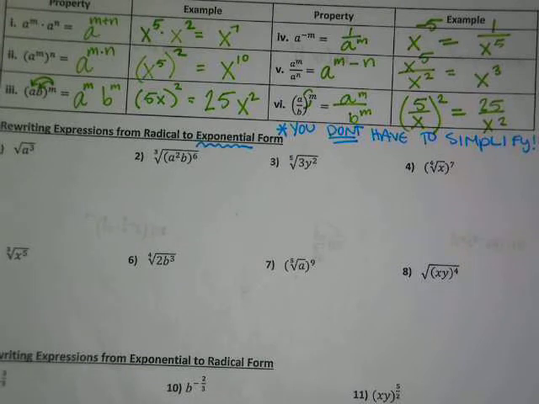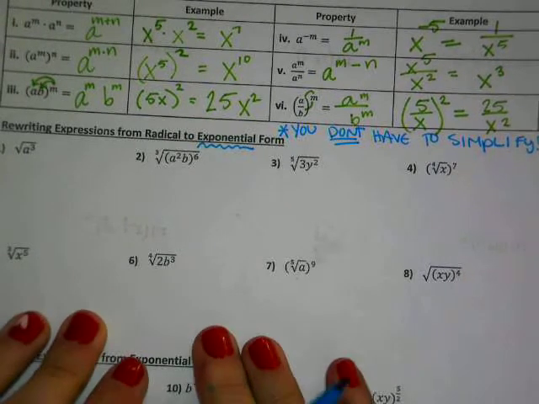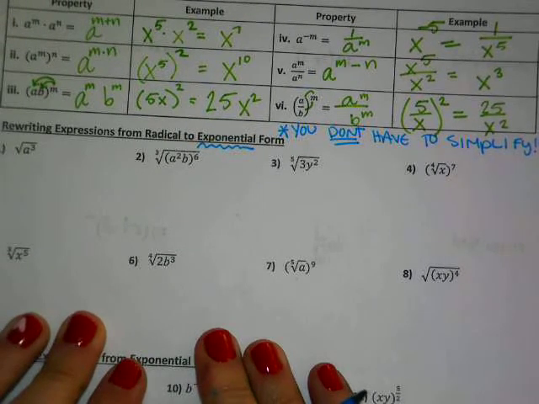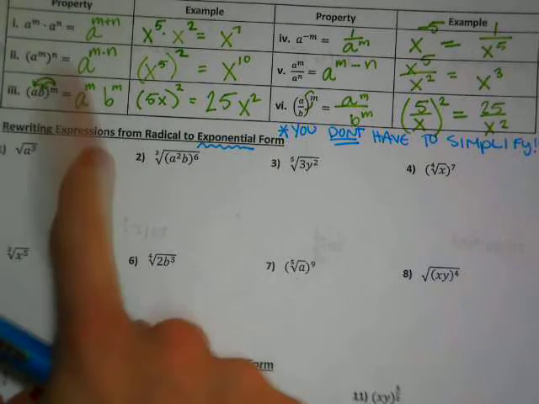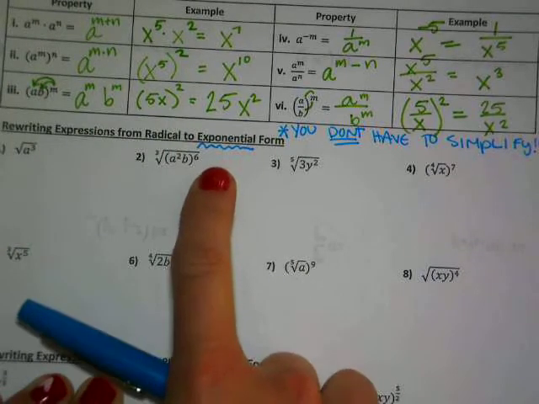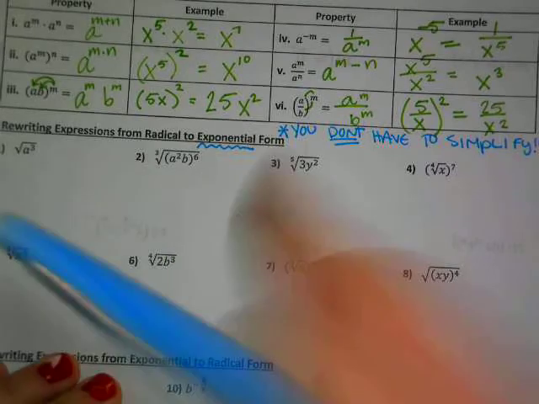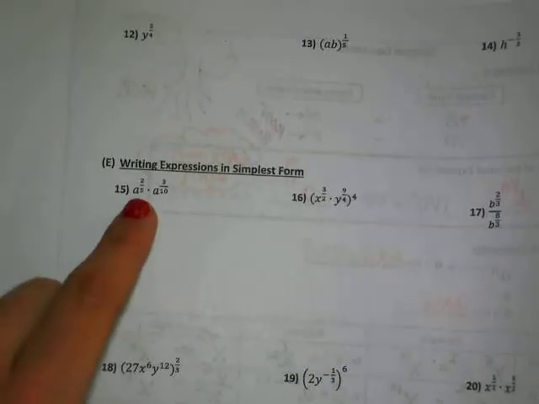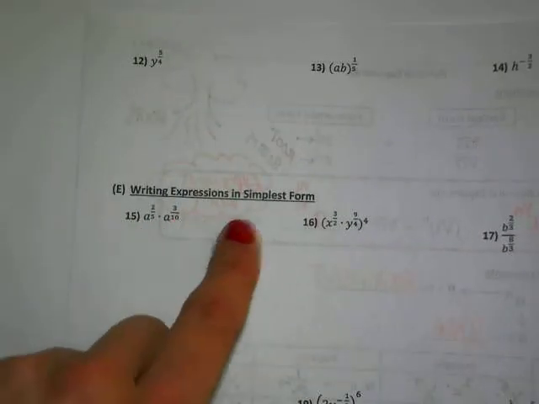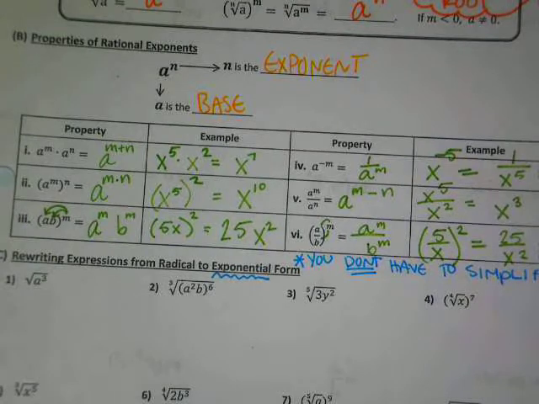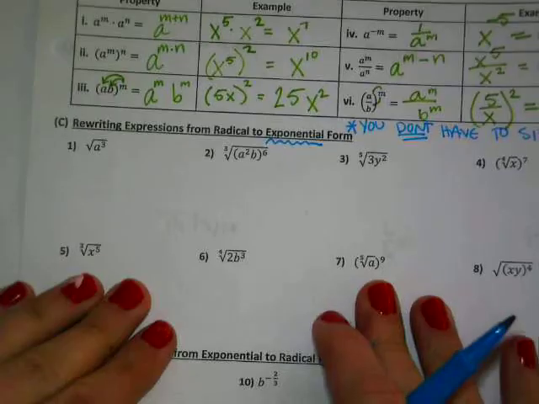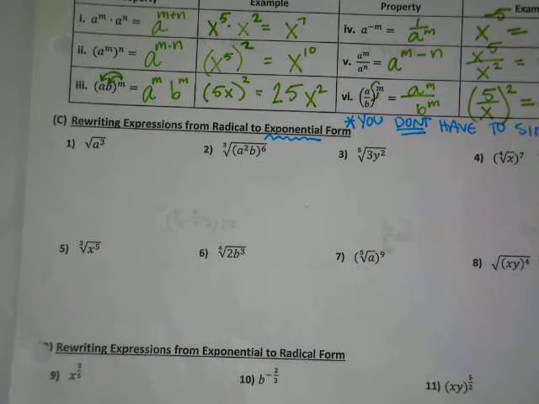So, do you mean we won't have to simplify it ever, or just right now? If the directions say rewrite in exponential form, I don't care if you simplify it or not. On the back here, when it says write the expression in simplest form, that's when you have to simplify it all the way down using the properties. But if I just say to write it in exponential form, you don't have to simplify it. You can if you want to. It wouldn't be that hard, but you don't have to.